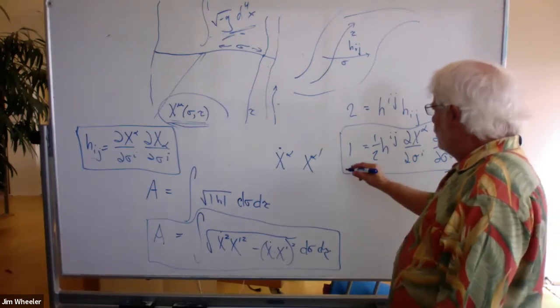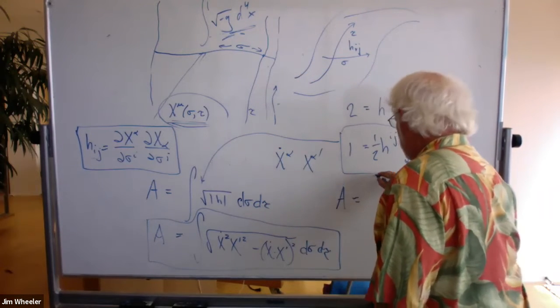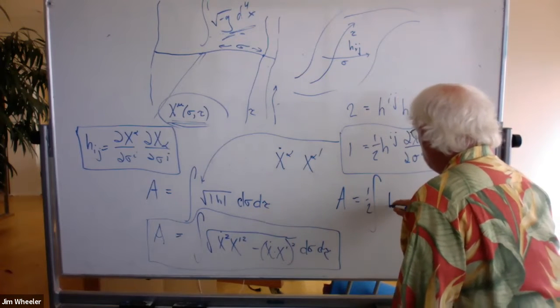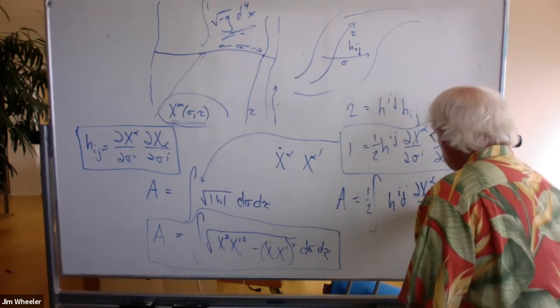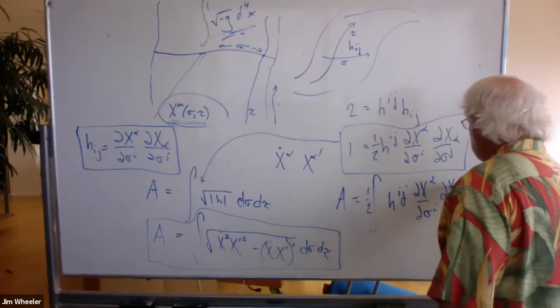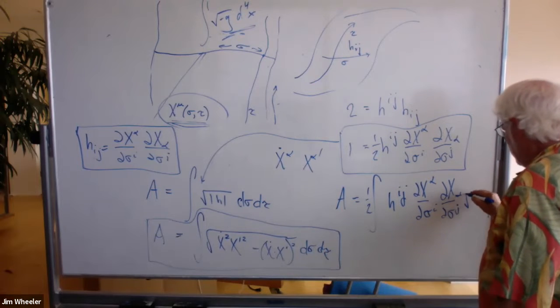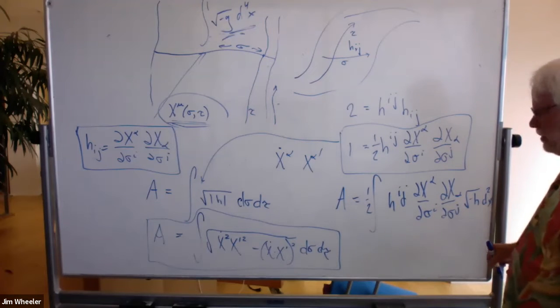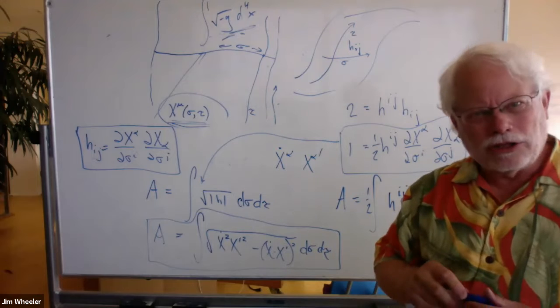And I'm going to put that 1 in here and write A as 1/2 h^ij dx alpha d sigma i dx alpha d sigma j. We still have the determinant of h, and we're integrating over the overall sigma and tau. And this form of the action is called the Polyakov action.